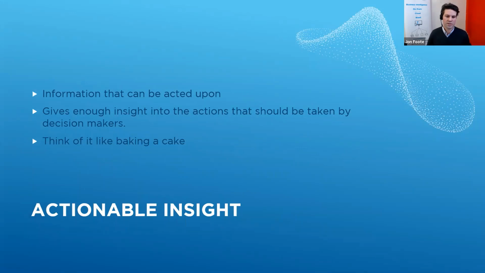So the actionable insight. Setting the scene here, a lot of reports we see these days have a lot of numbers, but don't necessarily have a number that you could do something with. An actionable insight really is information that can be acted upon. It's that thing that you can actually go and make changes in your organization because you know something that you can act upon.